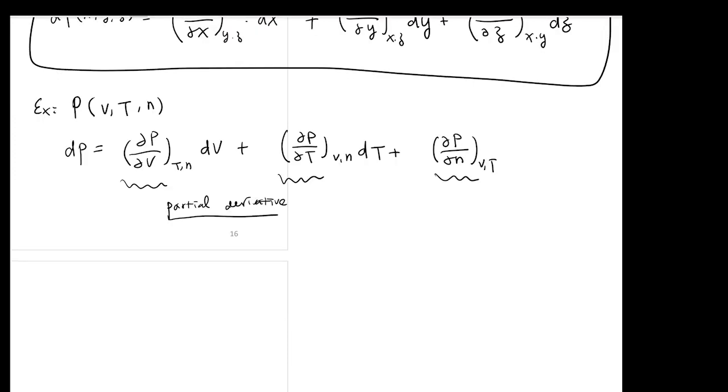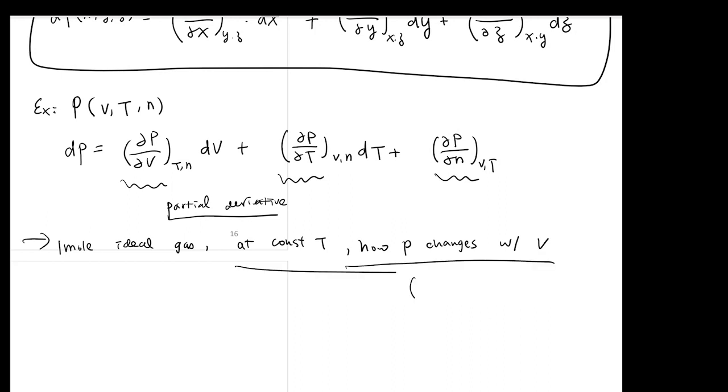Let's say today I have an ideal gas. I want to know at constant temperature how the pressure changes with your volume. How are you going to solve this? How do you translate this? So these are the things you want to figure out. Okay, so how do you do it?